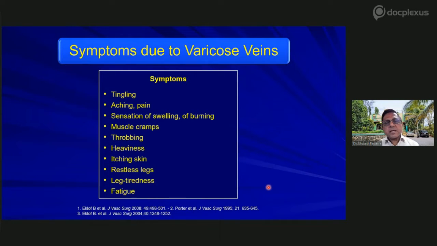What are the symptoms that can occur due to varicose veins? First of all, remember that almost 50% of patients with even significant varicose veins may have no symptoms at all. They may just have large bulging veins, but they are pretty okay. But the other 50% could have various symptoms. This could be tingling, aching pain, a sensation of swelling or burning, muscle cramps, especially at night, very common in the calves, throbbing pain, especially in the thighs, heaviness of the legs on prolonged standing, itching of the skin around the ankles, which is a precursor to formation of a venous ulcer.